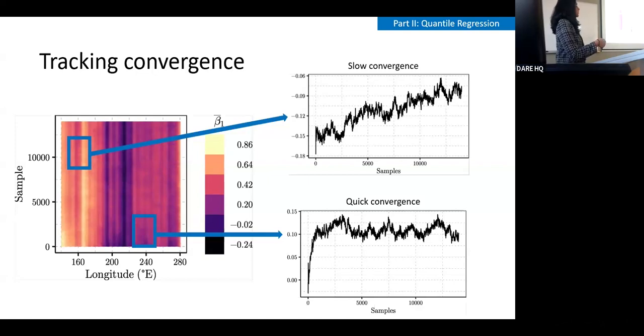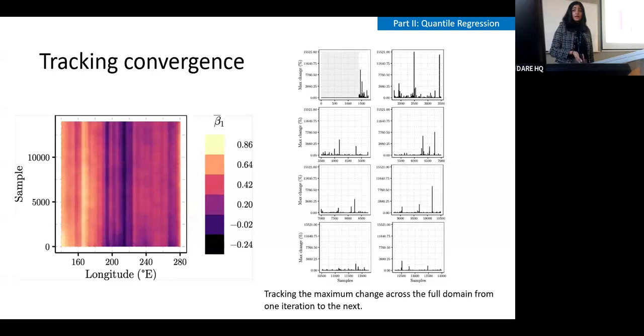You can see there's quite a bit of evolution over time, where you see a sudden increase and then up the plot, you see basically a stable value that looks like this at the bottom. And so you got quite quick convergence. So we devised ways to keep track of this across the full spatial field. Here we're looking at the maximum change across the full spatial field between one iteration and the next. And you can see that those really big spikes start to go down over time.